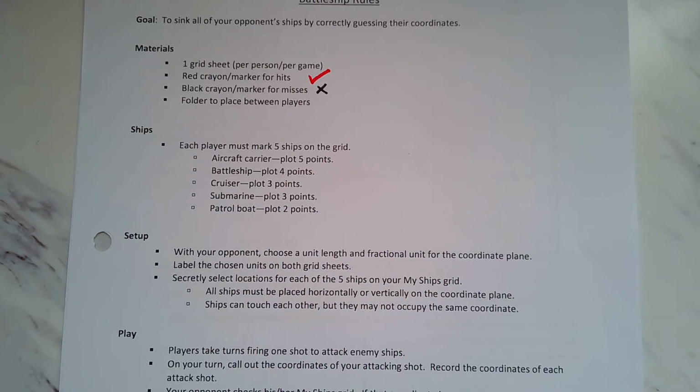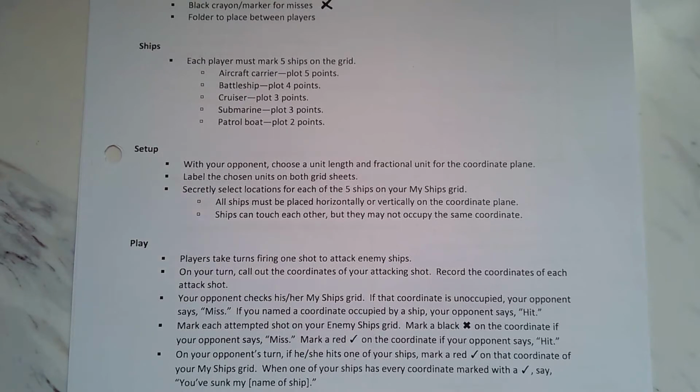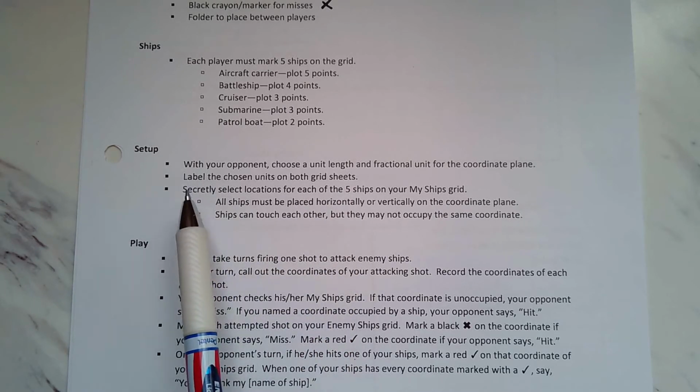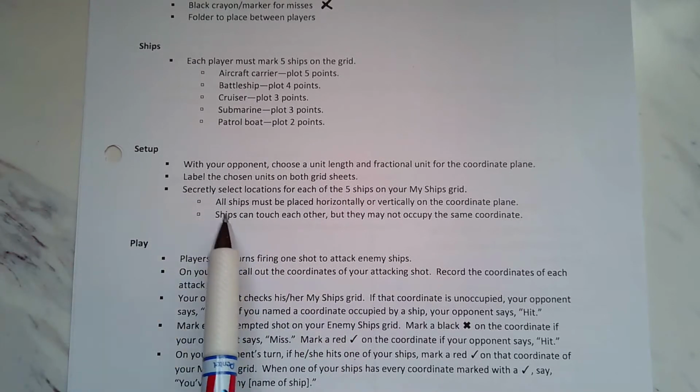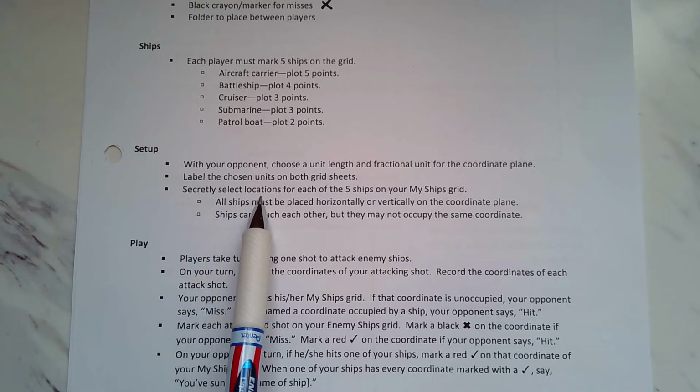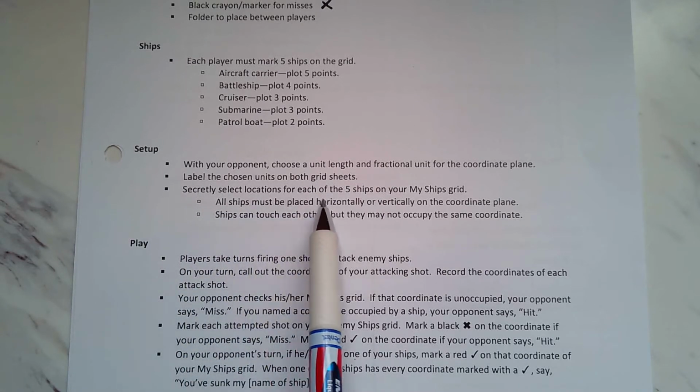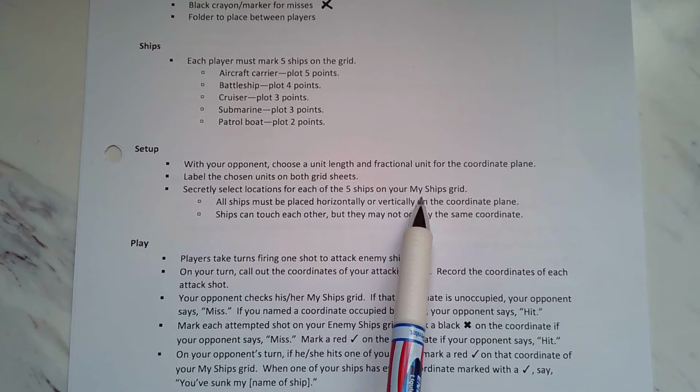With your opponent, you're going to choose a unit length and fraction unit for the coordinate plane. You and your partner get to decide: are you going to mark it in whole numbers, or in whole numbers and fractions? Then you need to label the chosen units on both grids. Then, secretly, without your opponent knowing, you're going to select locations for each of your 5 ships on your My Ships grid.